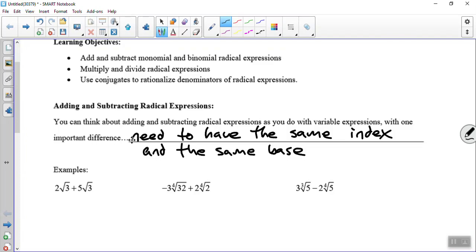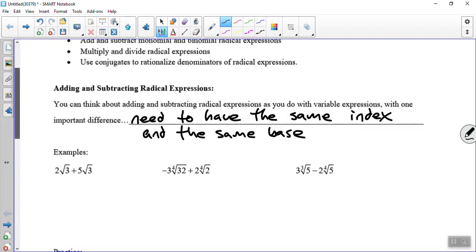All right, so let's look at these examples. You've got 2 times root 3 plus 5 times root 3. These both have an index of 2 and a base of 3. I can combine these. Remember, all you're doing is adding. So there are 2 root 3's and there are 5 root 3's. You're adding them together, so that means there are 7 root 3's. It'd be like saying 2x plus 5x is 7x.